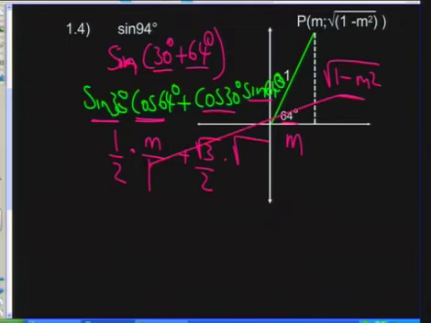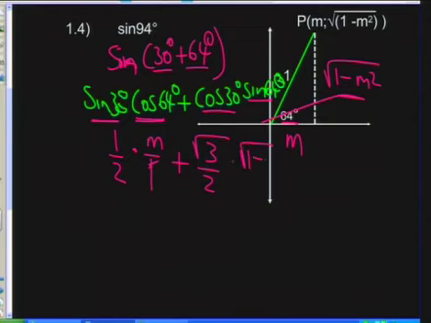Okay, opposite over hypotenuse. Let me erase this. So cos is root 3 over 2. And sine 64, sine is opposite over hypotenuse, which is square root of 1 minus m squared over 1. And what can I do? Simplify this further. This is m over 2.